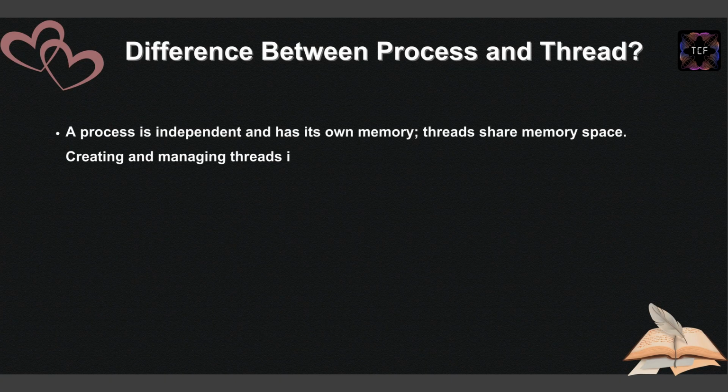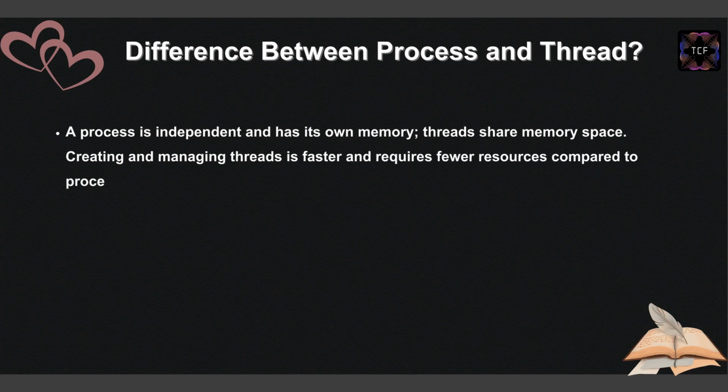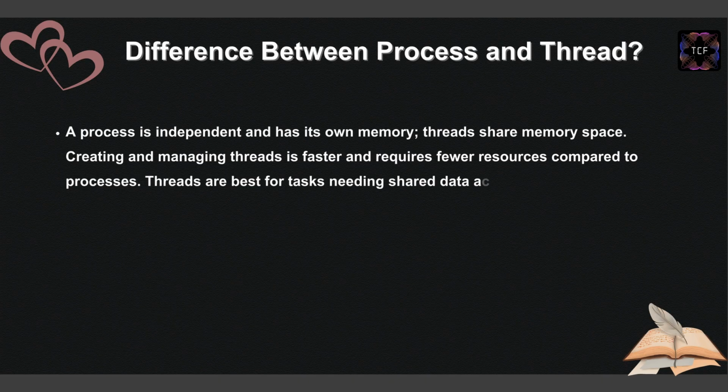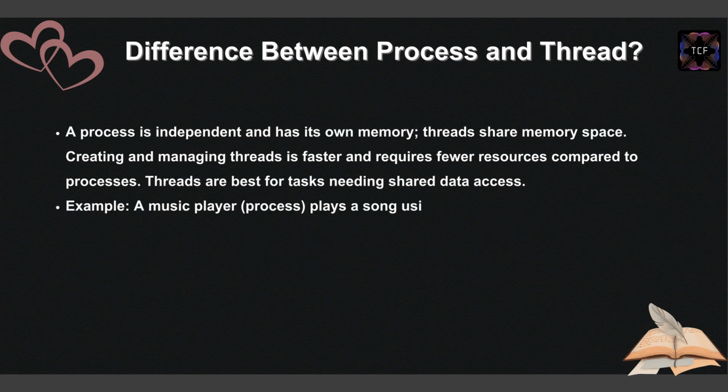Difference between process and thread: a process is independent and has its own memory. Threads share memory space. Creating and managing threads is faster and requires fewer resources compared to processes. Threads are best suited for tasks that require shared data access. Example: a music player process plays a song using one thread and updates the UI with another.